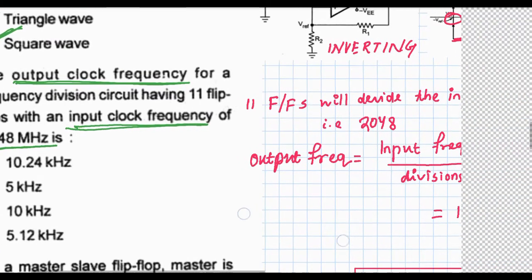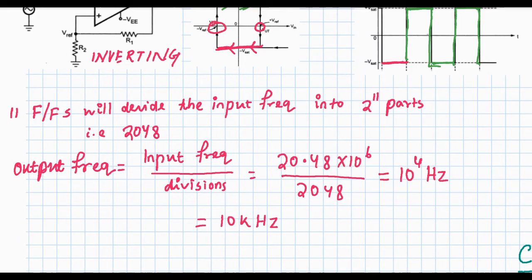As 11 flip-flops are used, this will divide the input frequency into 2 to the power 11 parts. 2 to the power 11 means 2048 parts. So what will be the output frequency? The output frequency will be the input frequency divided by the number of divisions.